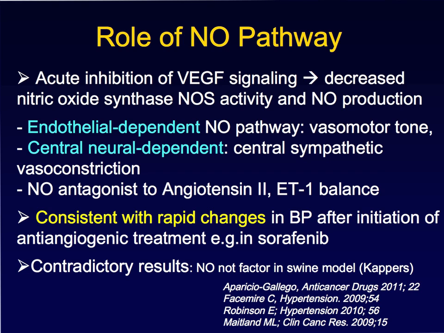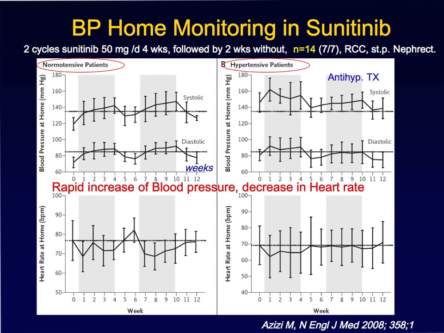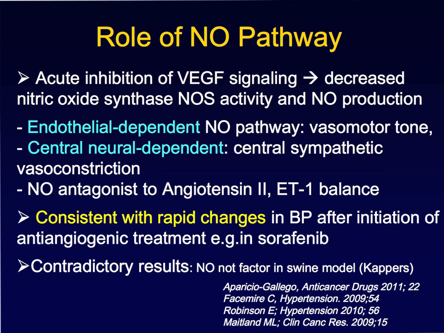The role of the NO pathway, I think, is an important part also here because there is the endothelial-dependent NO pathway responsible for the vasomotor tone, and also the central neural-dependent central sympathetic vasoconstriction pathway. And importantly, NO, nitric oxide, is an antagonist to angiotensin II and also to endothelin-1. And this has been shown: if you inhibit the endothelial growth factors, you will see a rapid change in blood pressure already in the early initiation of therapy. But there are, of course, again, contradictory results.